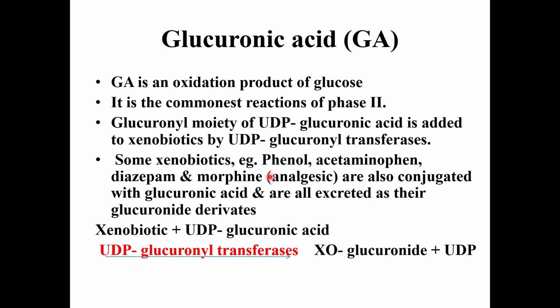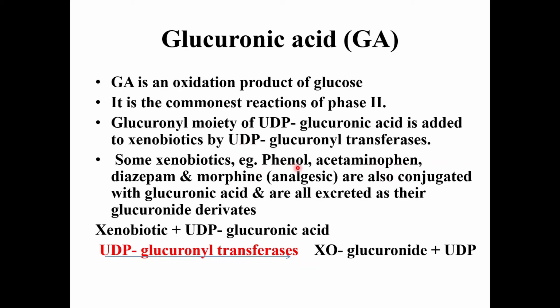First of all is glucuronic acid. This glucuronic acid is an oxidation product of glucose. It is the commonest reaction of phase 2. The glucuronyl moiety of UDP glucuronic acid is added to xenobiotics. The enzyme is UDP glucuronyl transferase. Mostly transferases are involved in all these conjugation reactions.